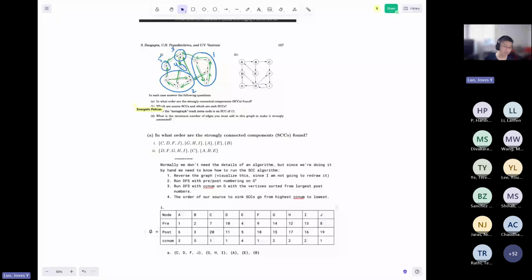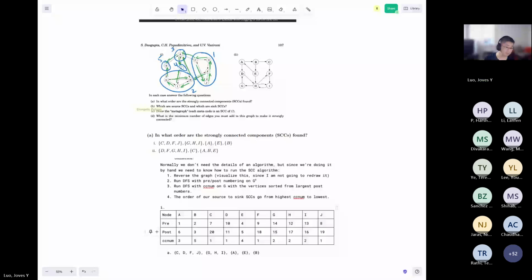Okay, C is here. So C is assigned 7. J should be assigned 8. F is assigned 9. And this is 10. Then 10 has nowhere to go, so this becomes post number of 11. Go back to F, which can come to H. So H gets 12. Yep. I gets 13. G gets 14.